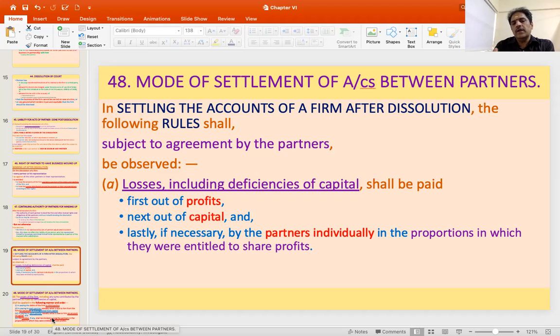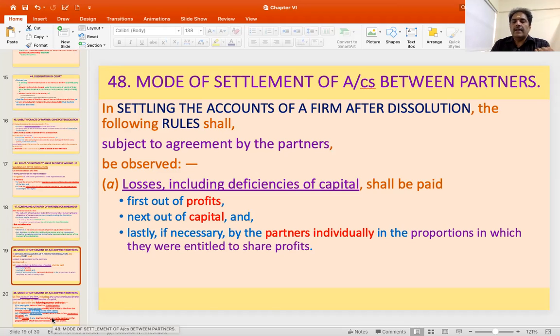So losses, including deficiencies of capital, shall be paid. So losses first out of the profits. Whatever profits are there will be used for paying out the losses. Then next, whatever capital is there will be used for paying up the money. Then whatever is remaining, those monies are supposed to be paid by the partners individually in the proportions in which they were entitled to share profits.